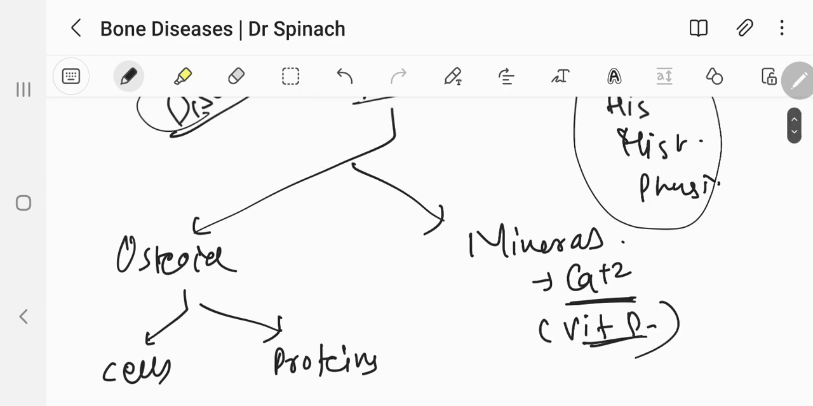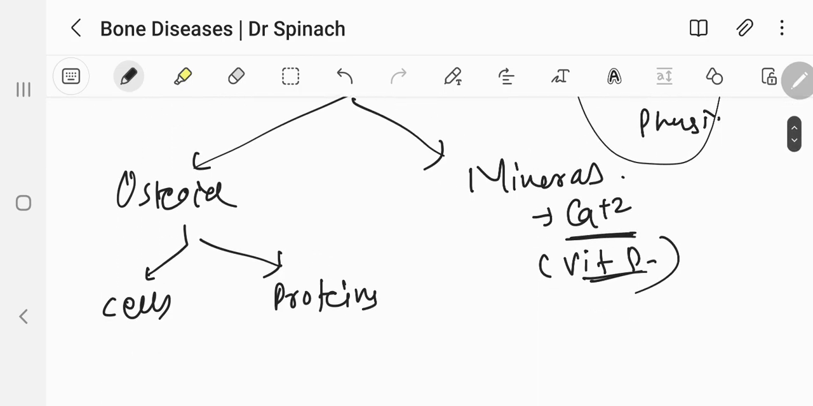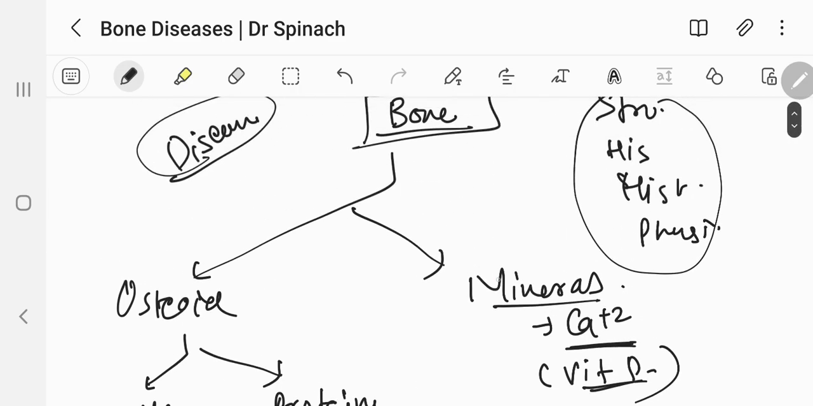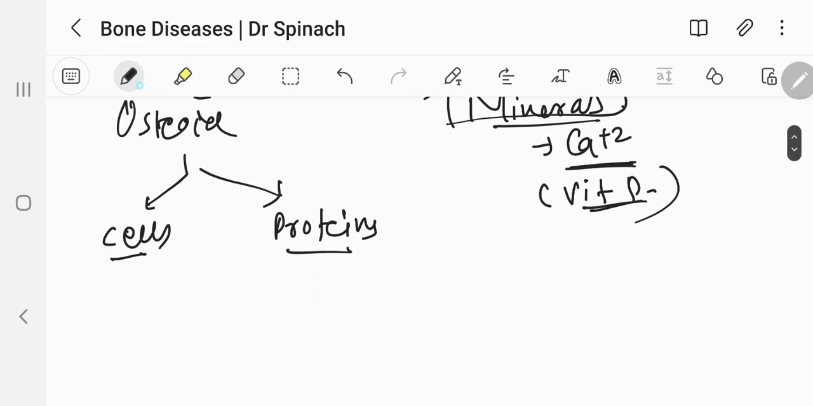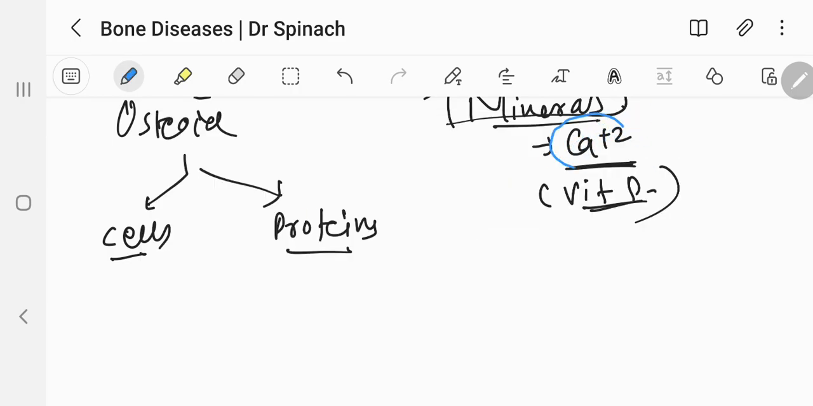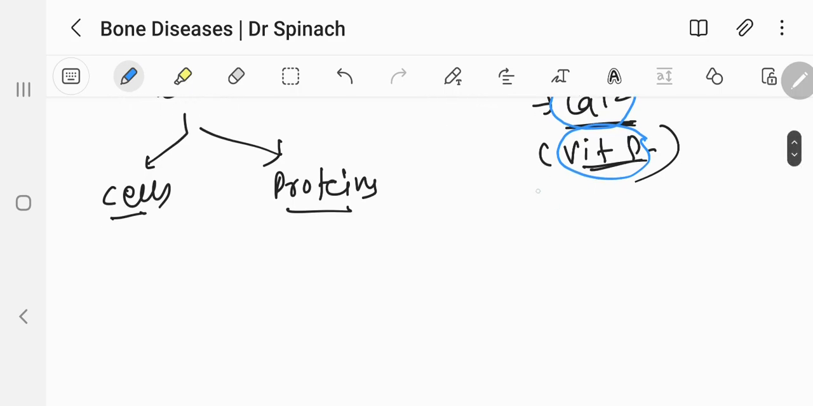So remember this. Now we're going to look at the diseases that cause problems with the cells, problems with the proteins, or problems with the minerals. Let's start with problems with the minerals, which is the easiest part, and I believe most of us are already familiar with these. So in what diseases will the minerals be affected? In whatever diseases vitamin D will be affected, or nutrition will be affected, which leads to a decrease in calcium.